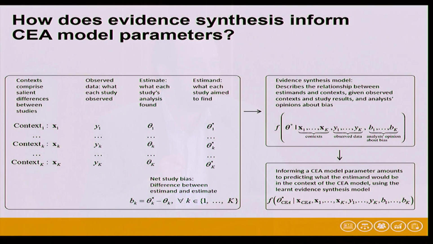We have symbols that try to capture the contexts of the studies, and by that we mean the salient differences between the studies. There's a symbol for the observed study results, and the last 2 columns are symbols for the study estimates, which is what the study analysis finds, and the study estimands, which is what the study would have found had it been perfectly designed, conducted, and analyzed. The difference between what the study finds and what it would have found in its idealized form is summed up in the net effect of biases, of study-specific biases.